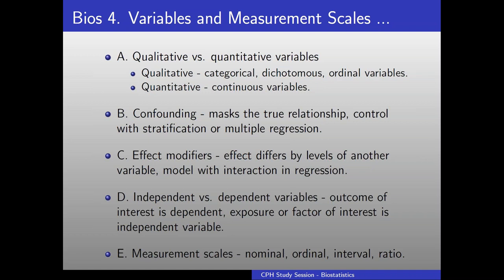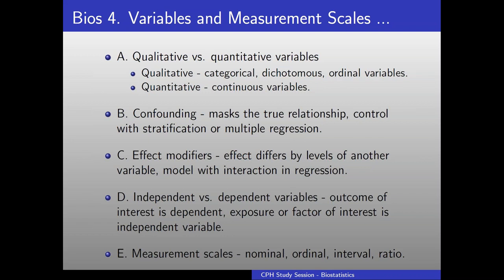C, effect modifiers. Effect modification means that the effect that the exposure has on an outcome, or the independent variable has on the dependent variable, depends on the level or values of another variable. Okay, so it means that if a drug affects men and women differently, then gender would be an effect modifier for the drug's effect on a person.